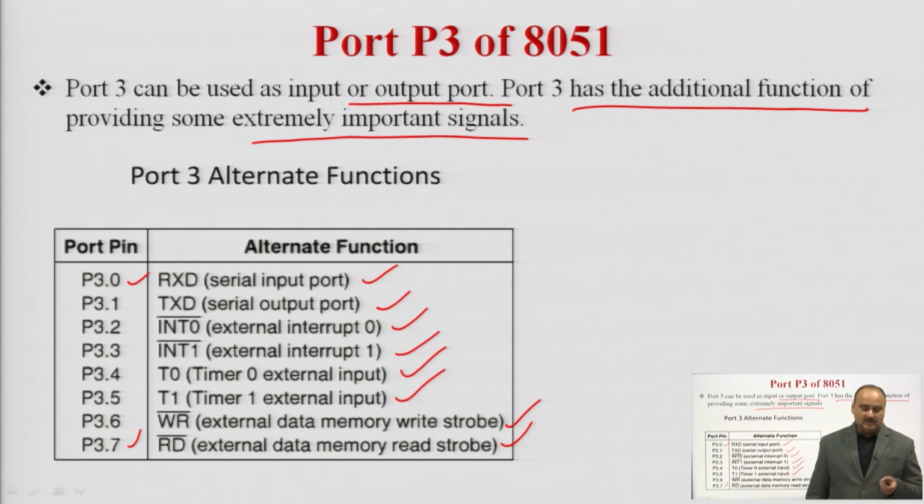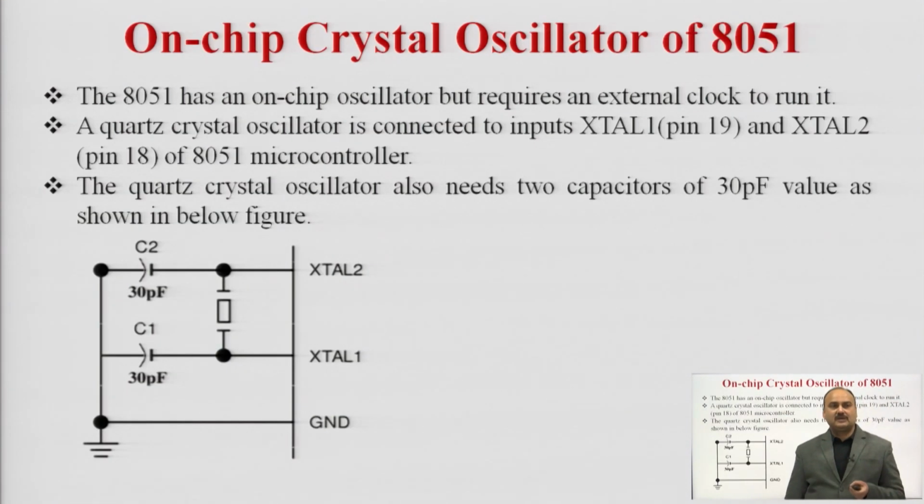In addition to configuring port 3 as a simple input output port, this port can be used to perform alternate functions, which are the special functions. It acts as a serial port, interrupt and timer input output, timer external input, and the read and write control signals. Next is the on chip crystal oscillator of 8051.